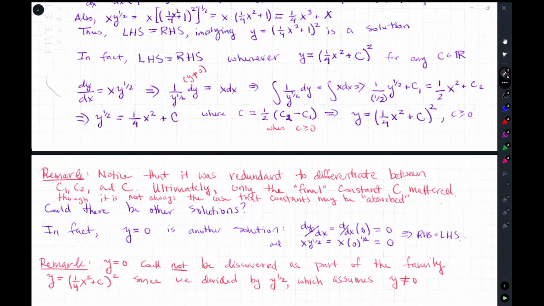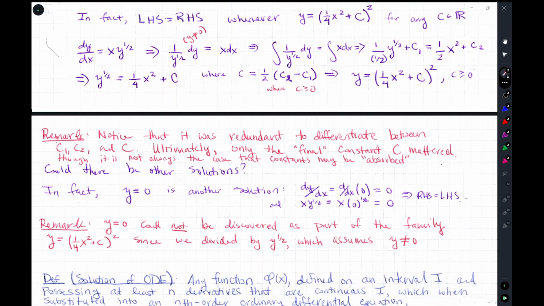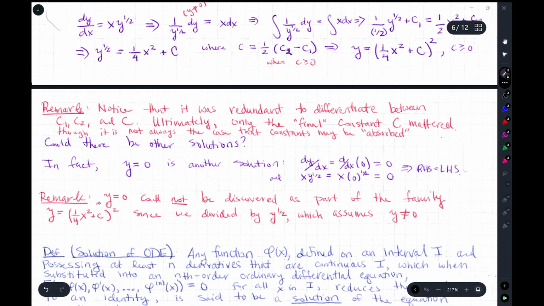I mean, here y equals 0 is not a point, it's a function. It's y of x equals 0, so for any x that you plug into the function, you get 0. It's just a constant function. And something to note here is that this solution could not be discovered as part of this family, okay? No matter what C you put in here, you can't get 0 for all x.